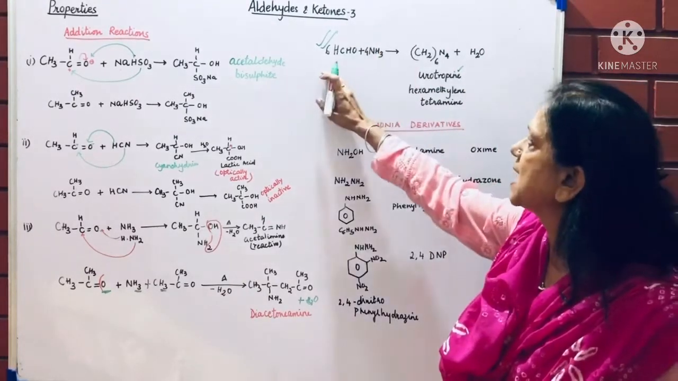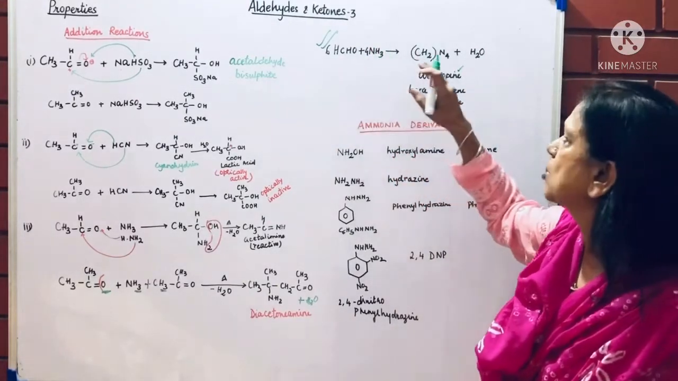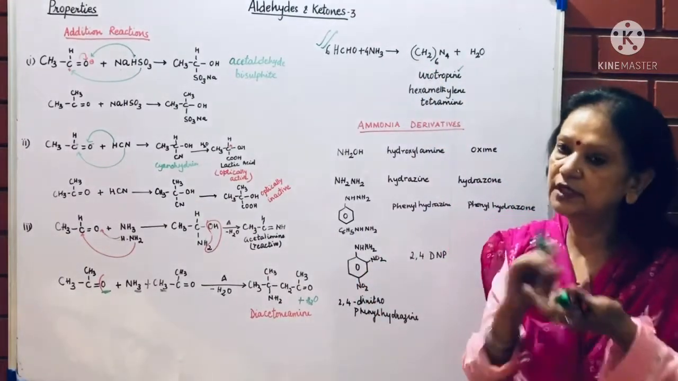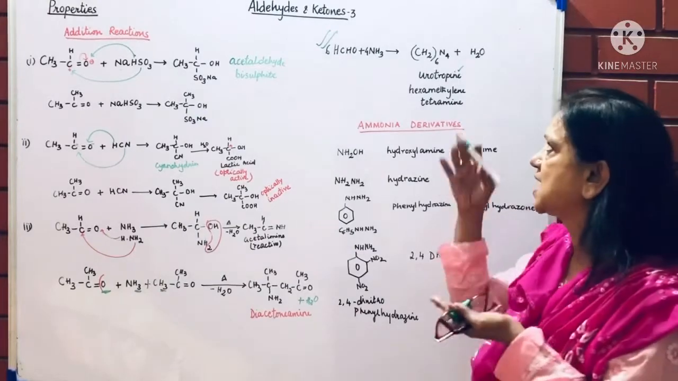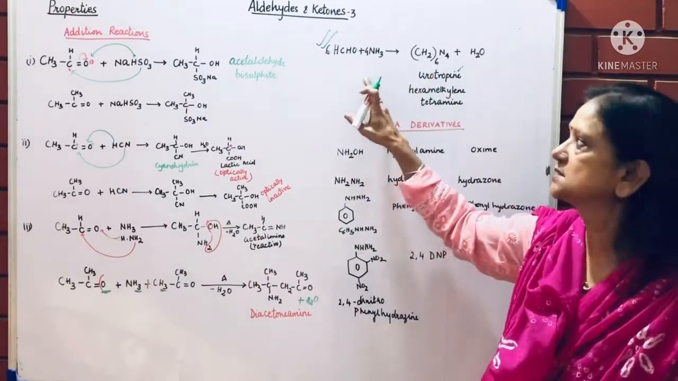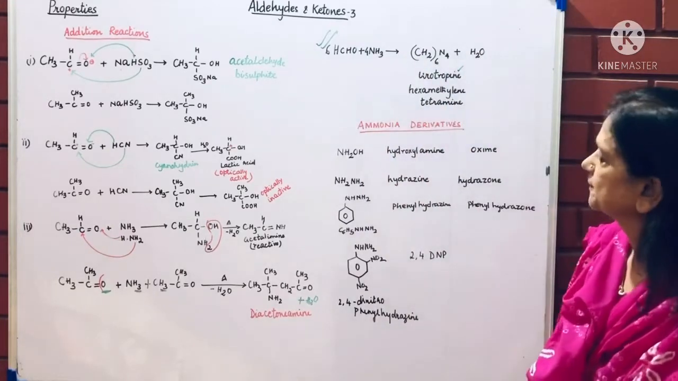So when formaldehyde reacts with ammonia, it forms urotropin plus water. Reaction comes in fill in the blanks. It can be asked directly. It can also say what is urotropin, like this. So directly you will learn.